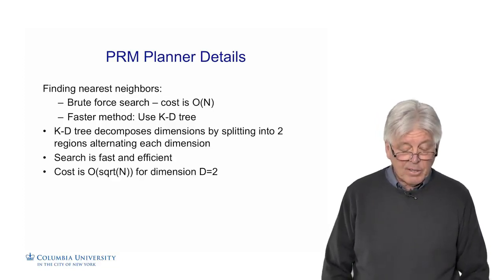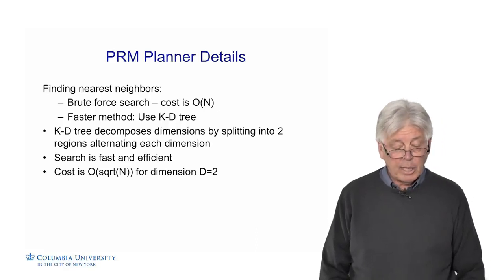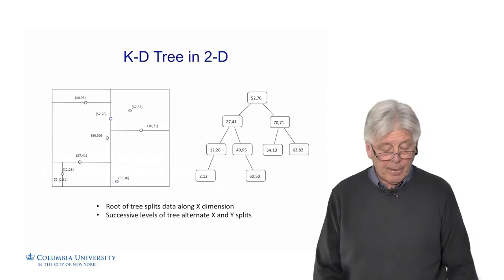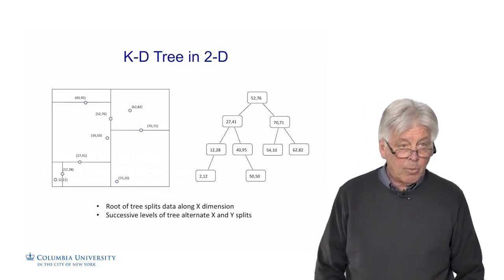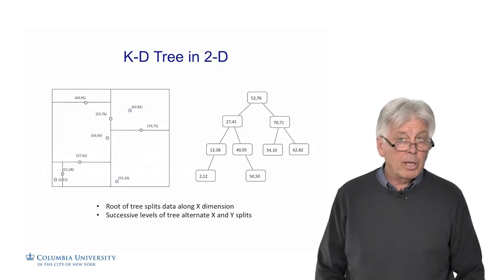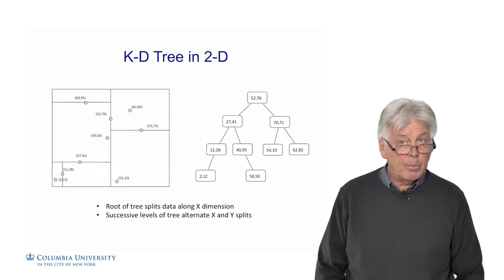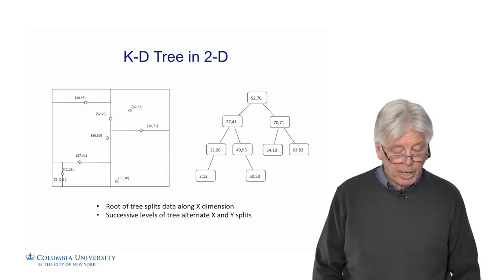The search is fast and efficient, and the cost is order square root of n for the dimension d equals 2. This is a KD tree, okay? So on the left we have some points in the plane, and what we want to do is put them into the KD tree such that we can do queries on this tree very efficiently to find neighbors and range searches to find a group of neighbors in a certain range.